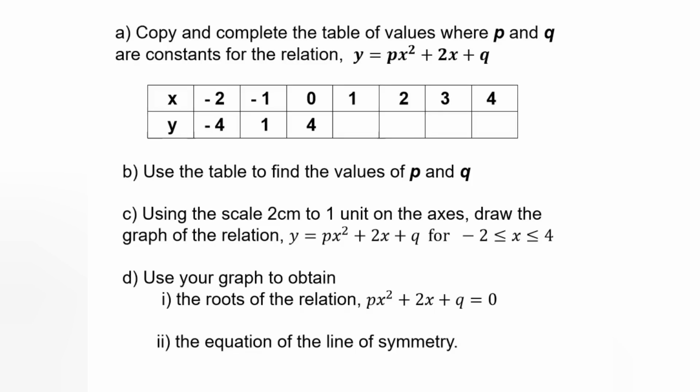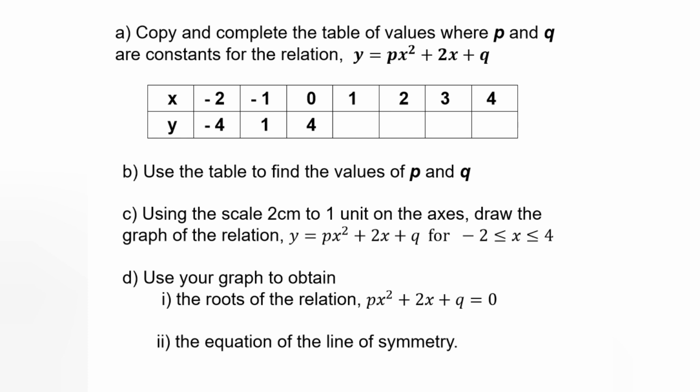Okay, so let's look at this question. We are asked to copy and complete the table of values, where P and Q are constants, for the relation y is equal to px squared plus 2x plus q. This is the table given, where we have the x values and the y values, but some of the values for y have been omitted. In this case, we need to find all those values.